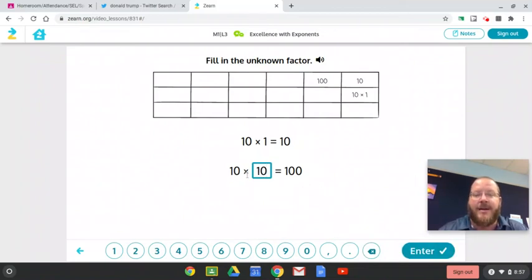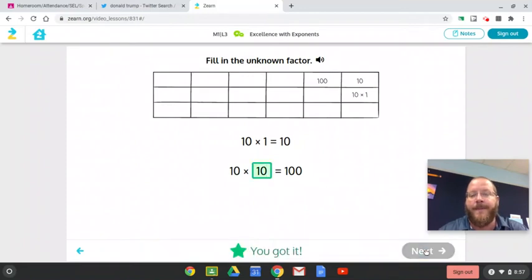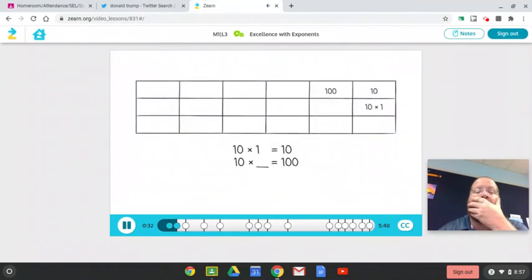Now I have a 0 here and a 0 there, because 1 times 1 is always going to be 1, and then that's going to give me 2 zeros. This 1 times 1 was 1, and I only had 1 zero. See, 1 times 1 is 1, and then 1, 2 zeros. 10 times 10 equals 100. I'll show that here in the chart.